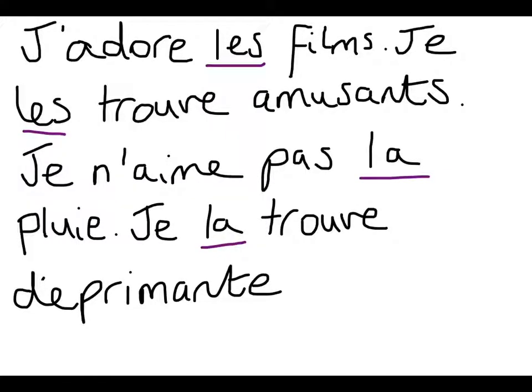Here are some final examples. J'adore les films. Je les trouve amusants. I love films. I find them fun or funny. As I'm talking about films, and that's plural, I have to use les, and I put it before the verb in French. Je les trouve. Next, je n'aime pas la pluie. I don't like the rain. Je la trouve déprimante. I find it depressing. Here I've had to use la because I'm talking about la pluie, and I put it just before the verb. Je la trouve déprimante.